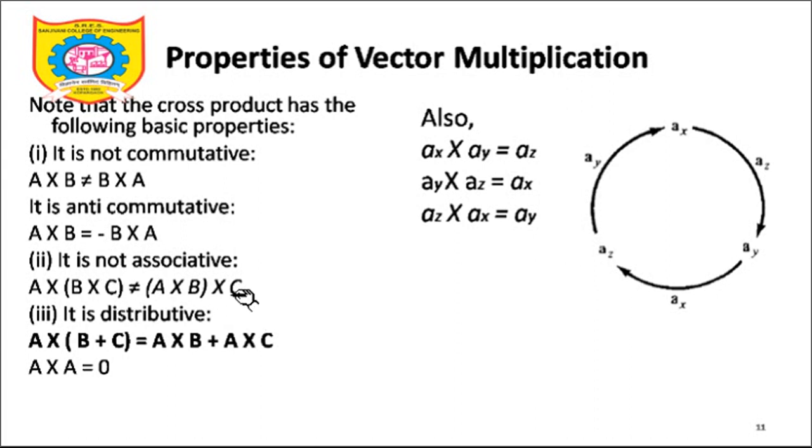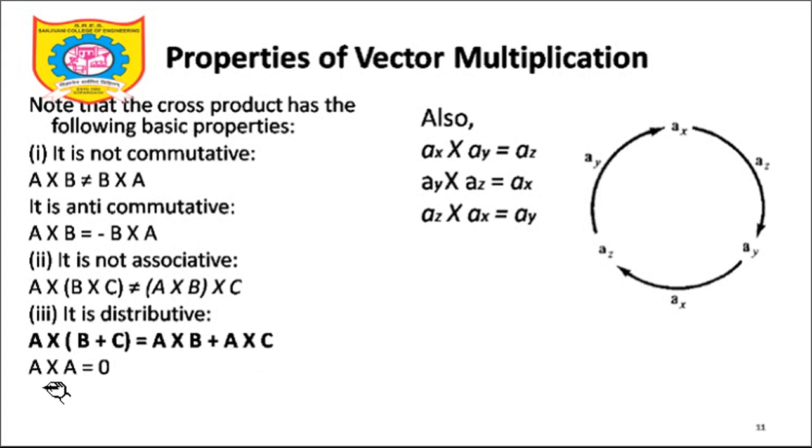Then it is not associative. Once again, the associative nature is applicable in the dot product, but it is not applicable in the cross product. So A bar cross B bar cross C bar is not equal to A bar cross B bar cross C bar. It is applicable in the dot, but not in the cross product. It is distributive. So these two or three things are not applicable, but it is distributive. How can I calculate? A bar cross (B bar plus C bar) is equal to A bar cross B bar plus A bar cross C bar.